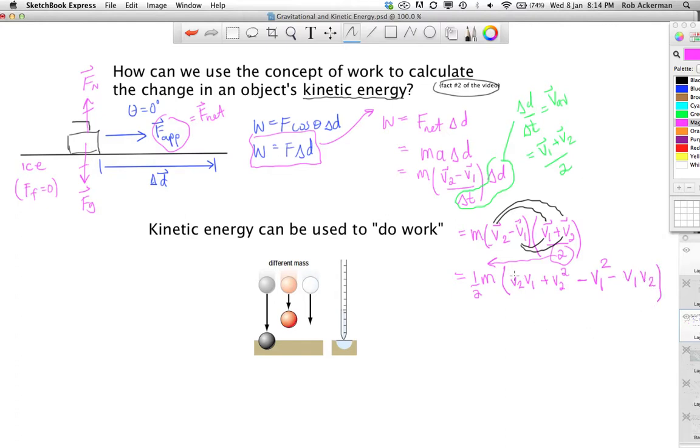Now you'll notice I've dropped the vector hats, and that is something you can do when you're multiplying vectors. We don't talk about multiplying vectors until grade 12 math, so for now take my word for it. I wouldn't lie to you about something like this. V2, V1 minus V2, V1, they cancel, and it leaves me with V2 squared minus V1 squared. So I've got this.